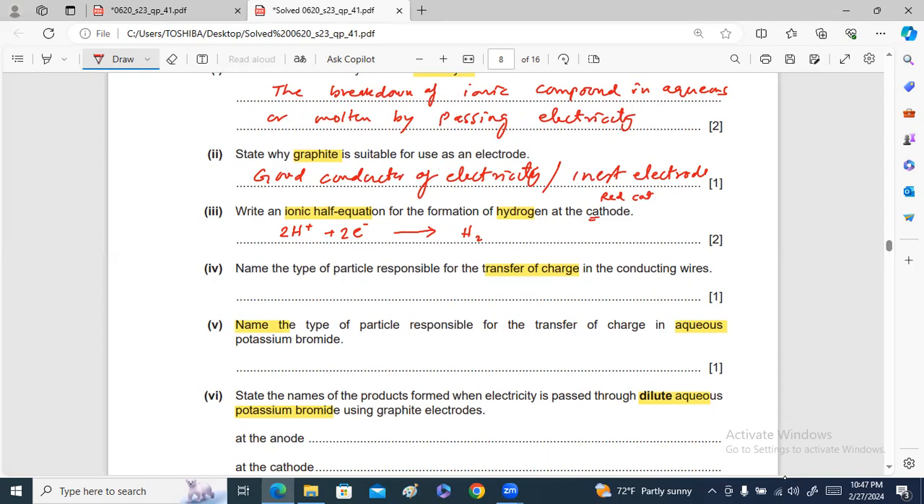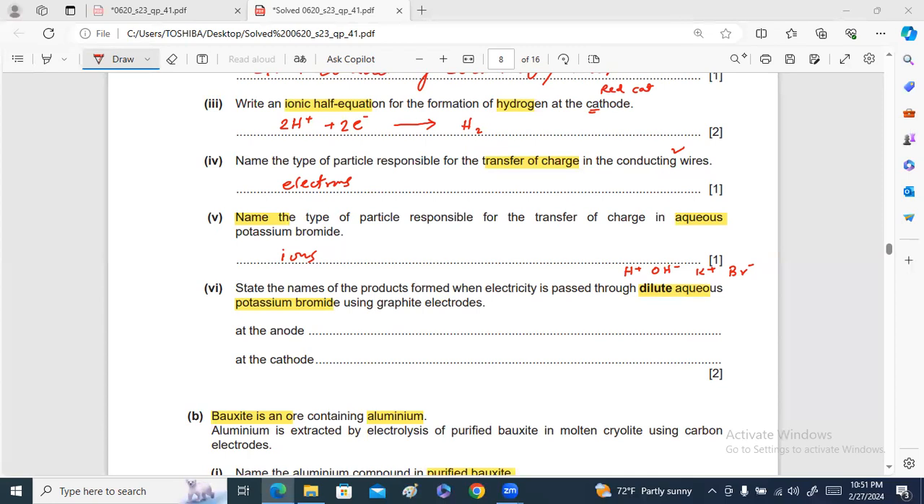Name the type of particle responsible for the transfer of charge in the conducting wires. So in the conducting wires, the electrons are responsible for the transfer of charge. And name the type of particle responsible for the transfer of charge in aqueous potassium iodide. Ions are responsible for the transfer of charge in aqueous potassium iodide.